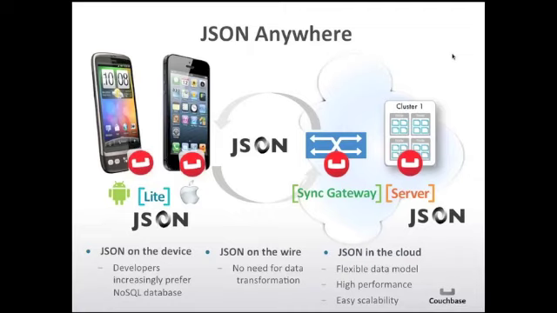So the first thing I want to talk about is our mobile strategy, which is JSON Anywhere. This idea that you can create and consume data from anywhere and at any time. JSON has become a really popular way to represent data as it becomes richer and much more unstructured. So we've come up with the strategy JSON Anywhere to have JSON on the device, on the wire, and in the cloud. With JSON on device, we have Couchbase Lite, and on the wire, we have Couchbase Sync Gateway to connect with Couchbase Server, which is our JSON in the cloud component.